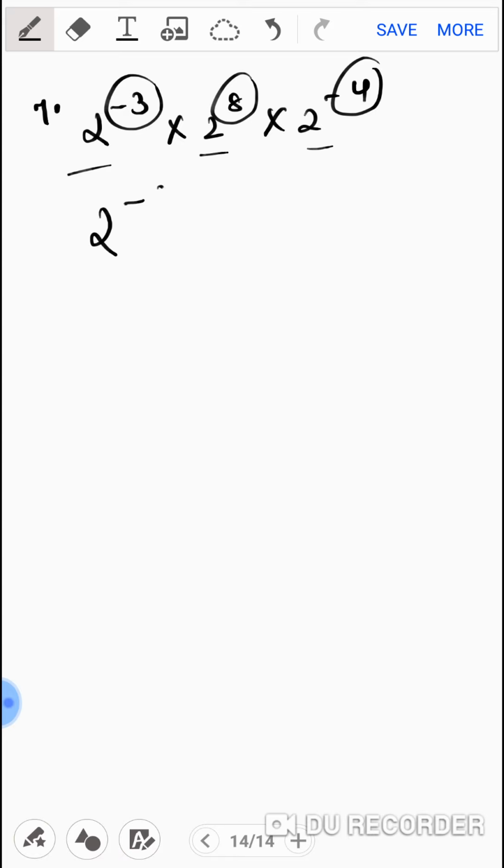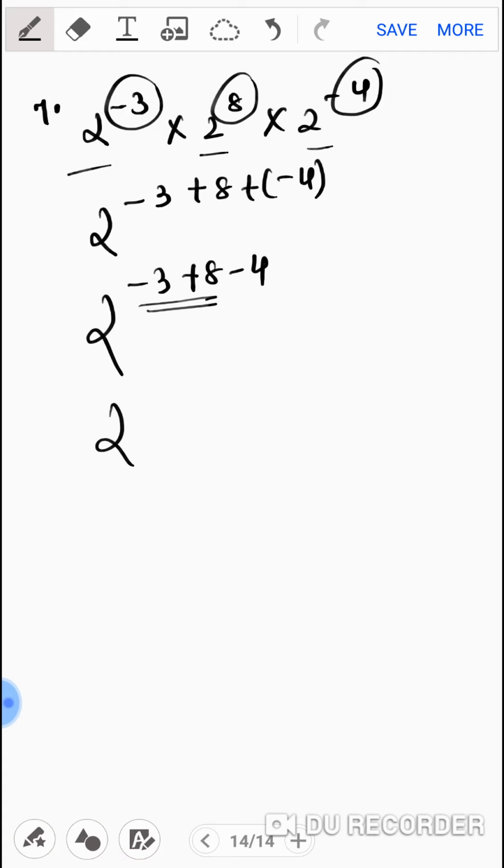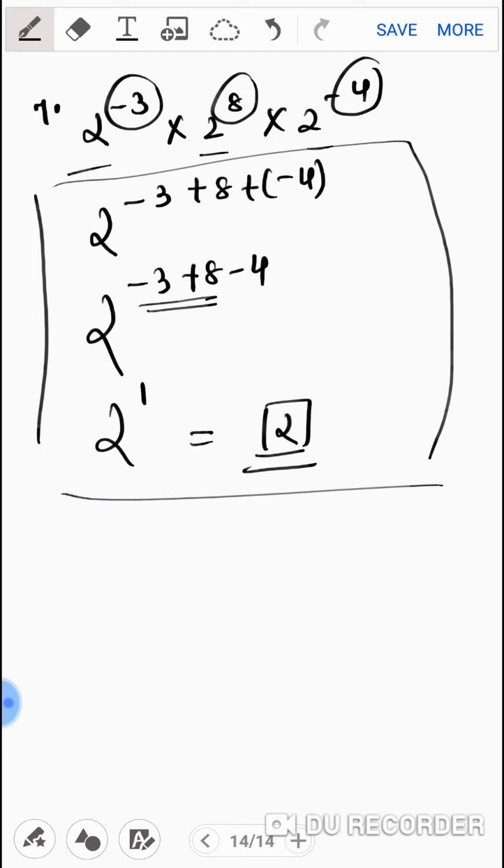I'll jump on to problem number 7. It says 2 raised to minus 3, 2 raised to 8, 2 raised to minus 4. If you want to do the first method, the base is the same, so you just add the exponents. So 2 raised to minus 3 plus 8 plus minus 4. That will be 2 raised to minus 3 plus 8 minus 4. Minus 3 plus 8 is plus 5, minus 4 is 1. So the answer is 2. This is your first method. And if you want to go for another method, you first convert 2 raised to minus 3.